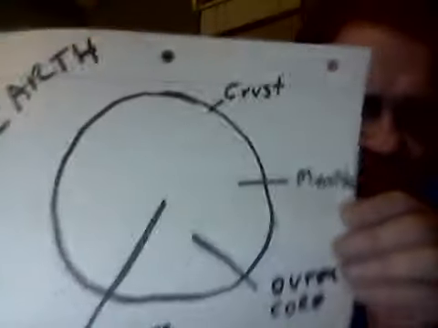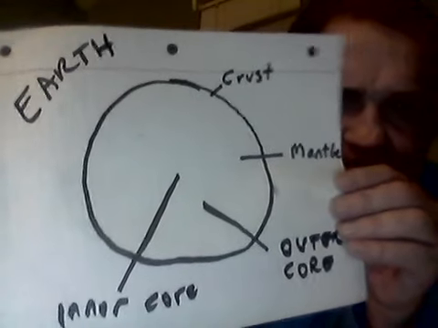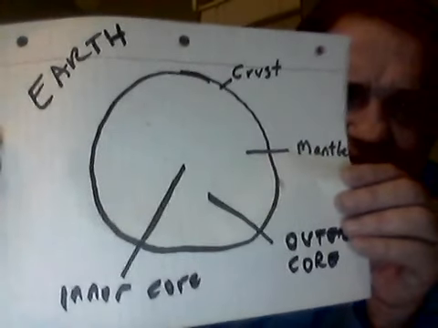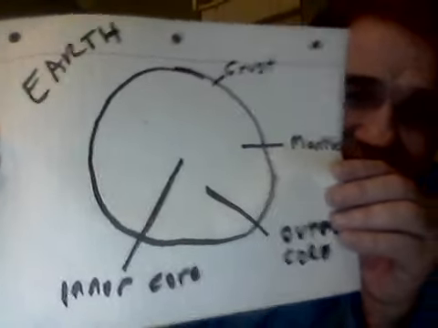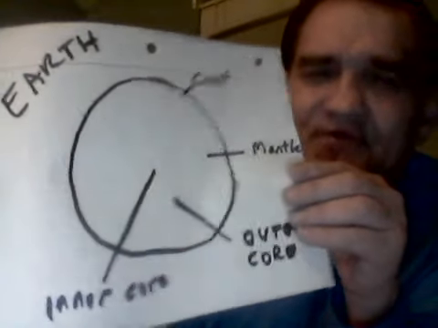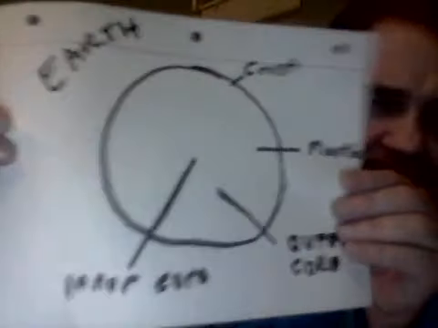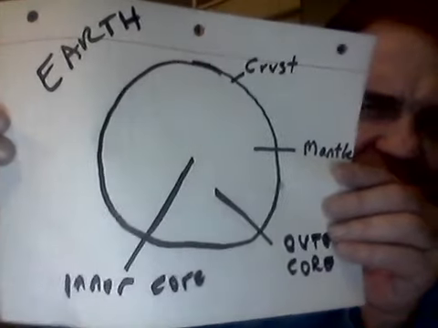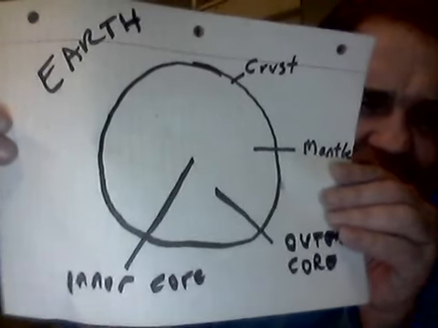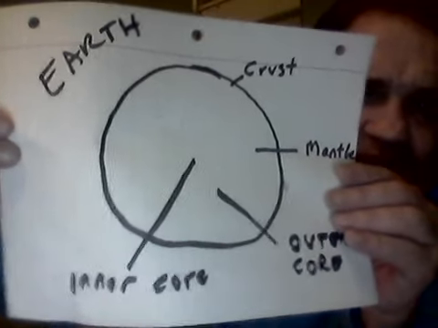Anyway, here's an example of what our Earth looks like. Now, I know you're going to love my drawing here. This is the Earth, okay? Don't complain. It's a good drawing. Just go with it, okay? Anyway, it's got a crust. It's got a mantle. It's got an outer core and an inner core. But that crust is about 100 kilometers deep.